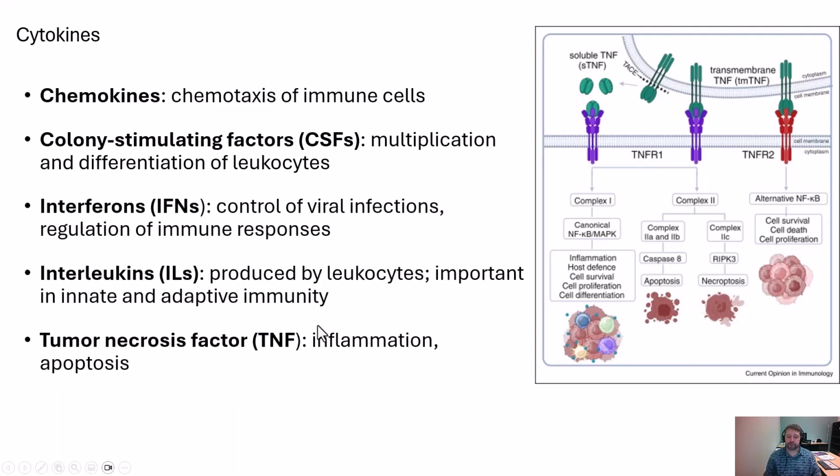Okay. Interferons, we kind of talked about these a little bit before. Okay, these are things that are going to control viral infections, and so they're reacting to the protein coded, typically the capsid of viruses. Interleukins, okay, these are produced by the leukocytes, and they're important for transmitting signals between the innate and the adaptive immune system.